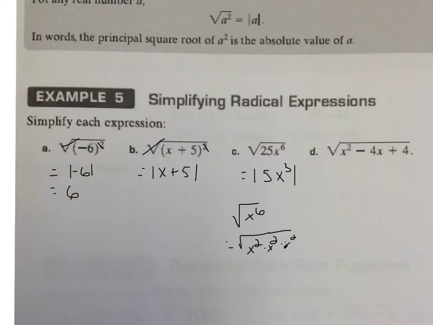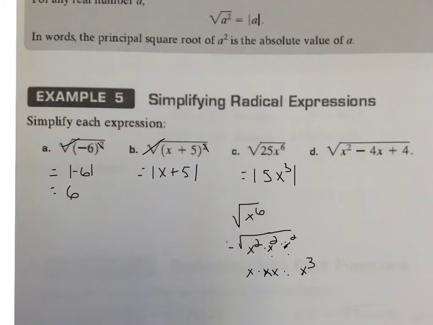Now, each one of these x squareds I could cancel out with my square root symbol that's in front. What I'm left with, if I take the square root of x squared, I get an x. If I take the square root of the second x squared, I get another x. If I take the square root of the third x squared, I get another x. So we got x times x times x. What does that equal? x cubed.